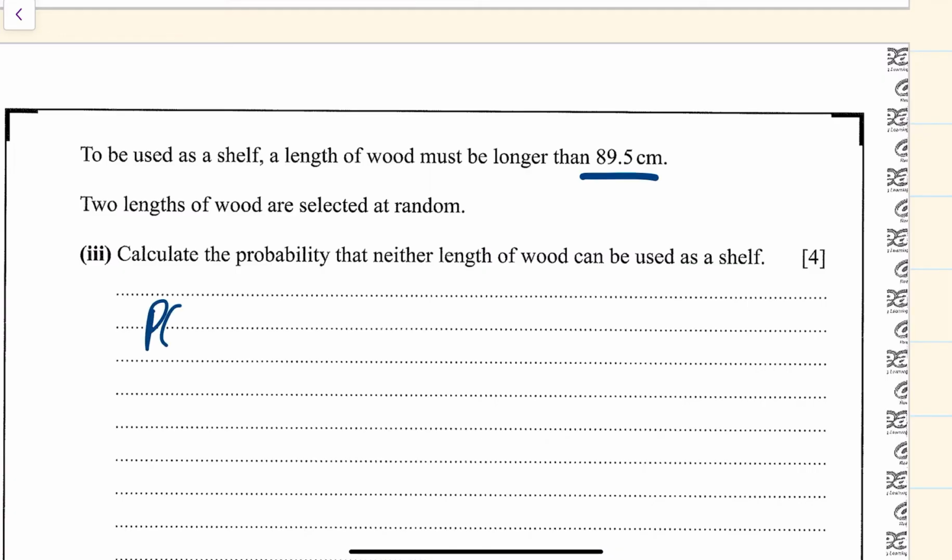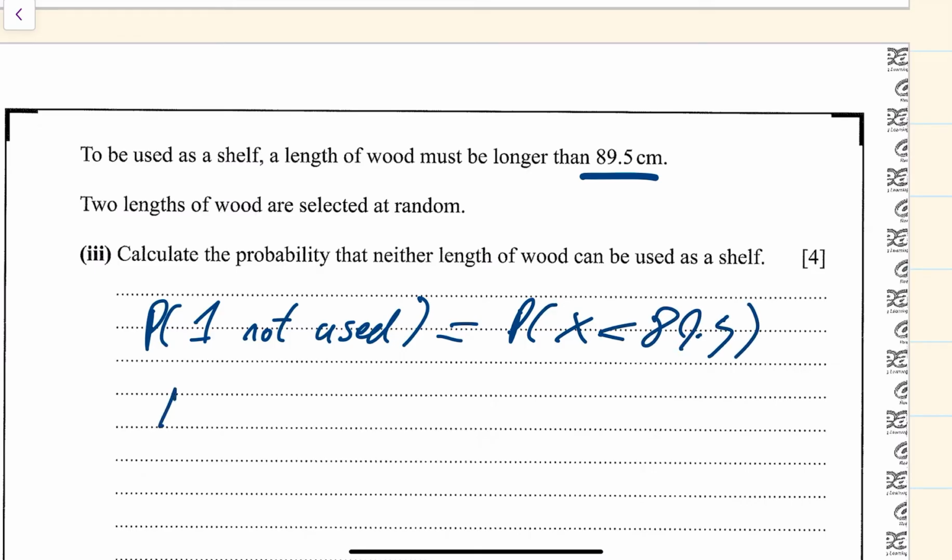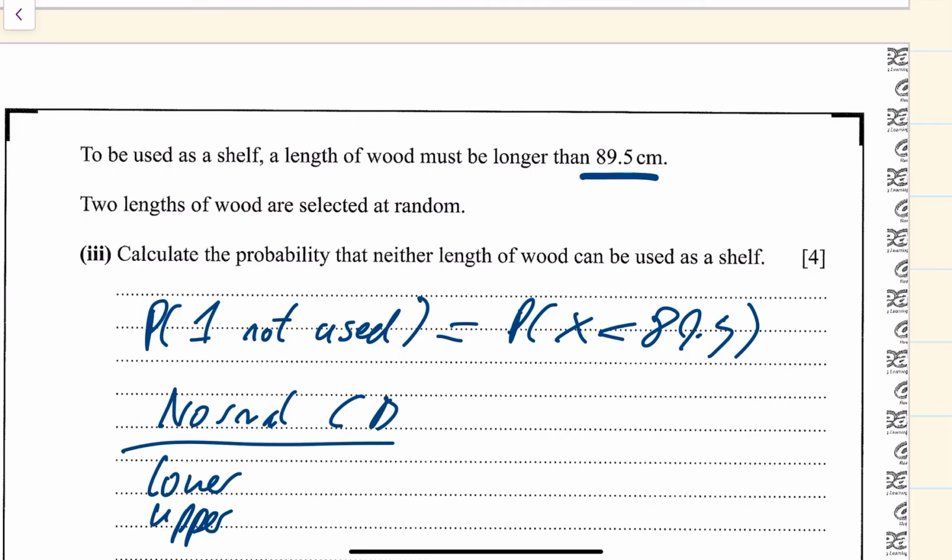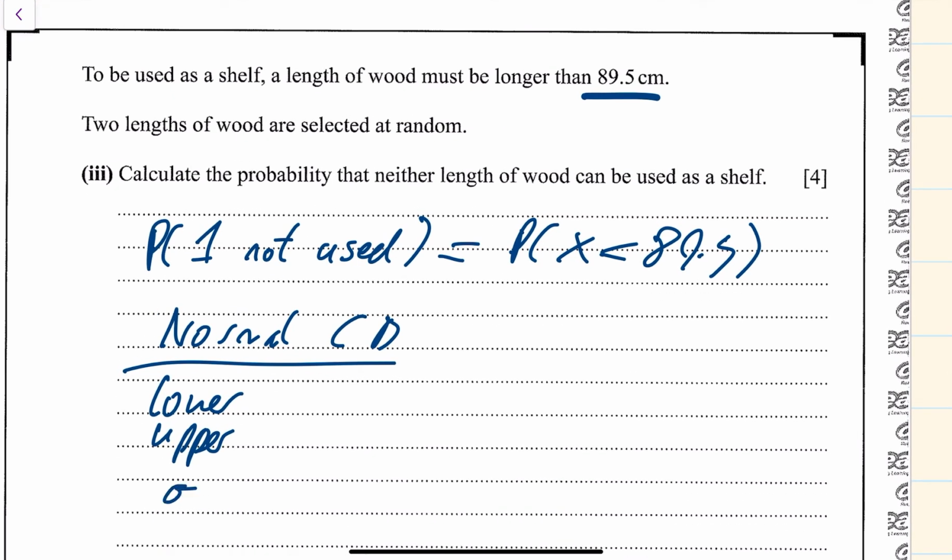Okay, so I need to find the probability that one is not used. So that's the probability that X is less than 89.5. So again, it's normal CD mode. And I got my lower, my upper, my sigma, and my mu. So my mu was 90, my sigma was 0.4. My upper is easy to see. My upper is 89.5 because it's got to be less than that. My lower is minus infinity, really.